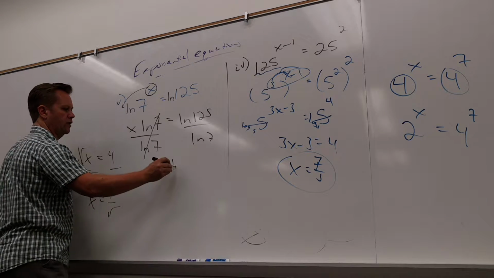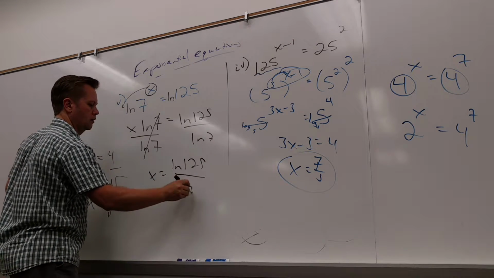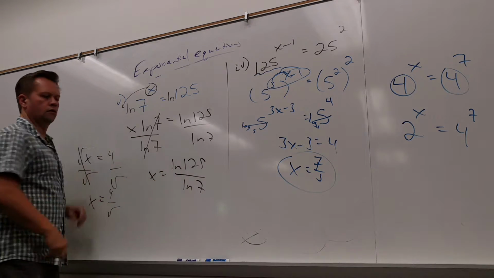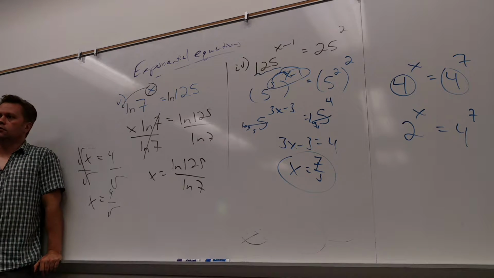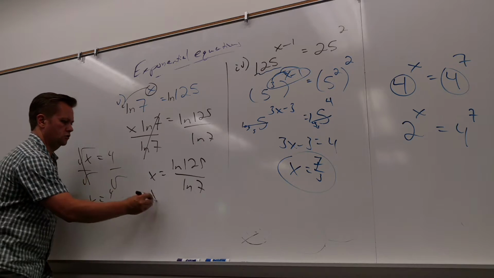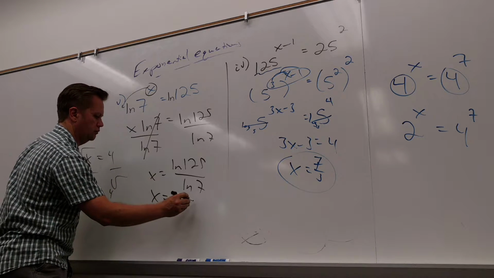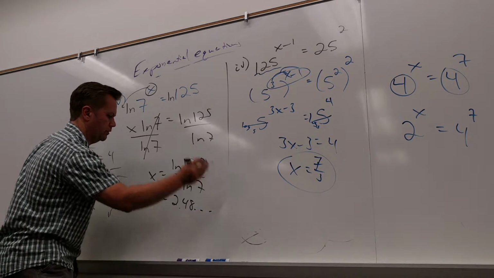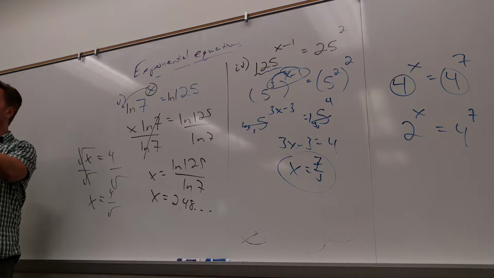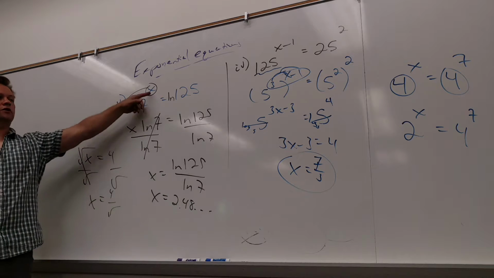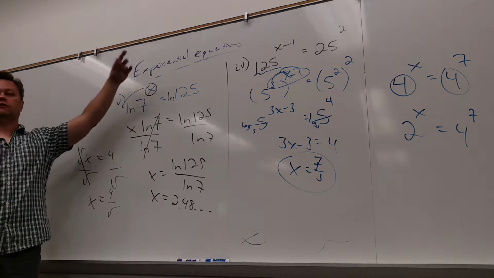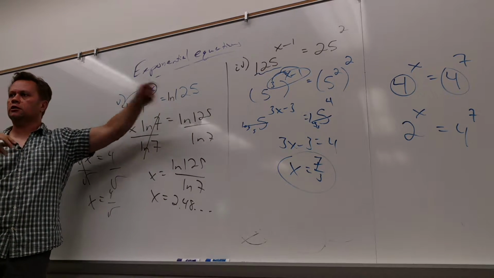So x equals ln 125 over ln 7, and you can plug it in: 2.48, blah, blah, blah. And that jives with what we said earlier. We said it should be between 2 and 3, because 7 squared is 49, 7 cubed is 343. So it should be between those two to come out to be between those.